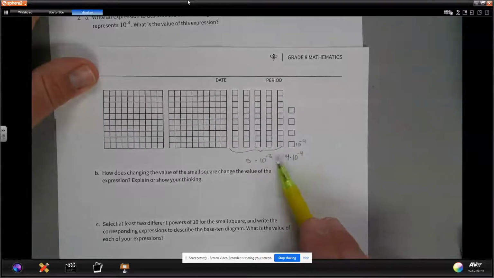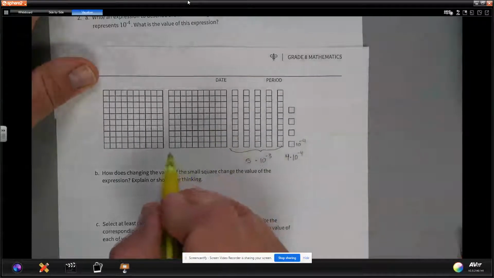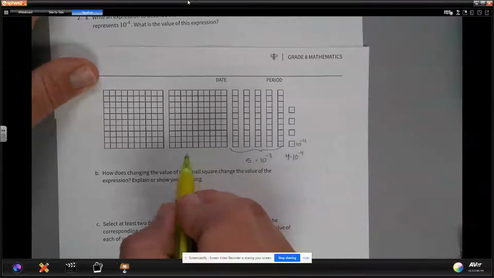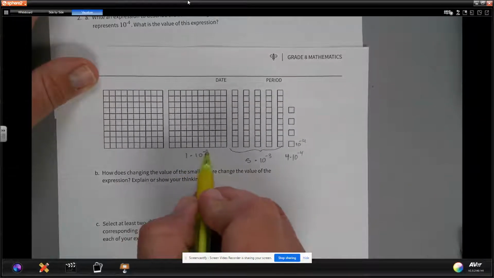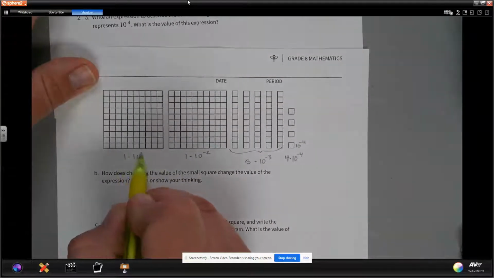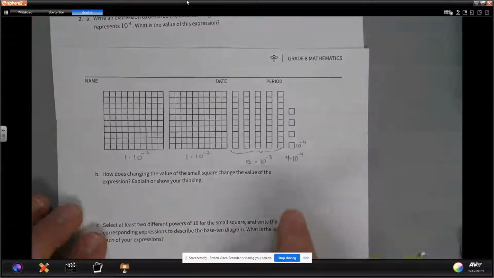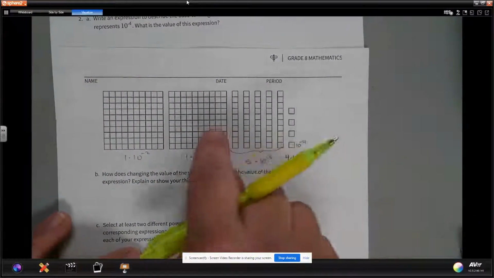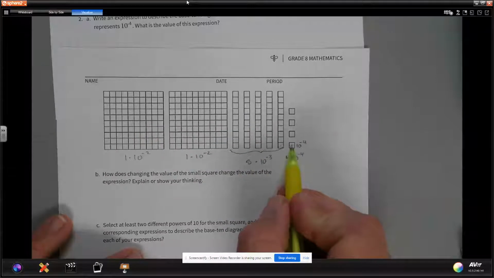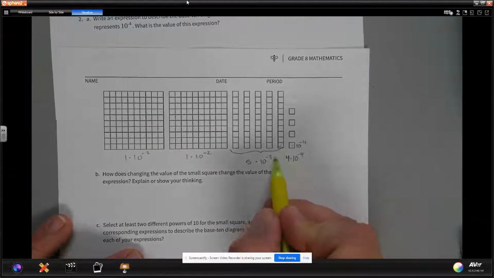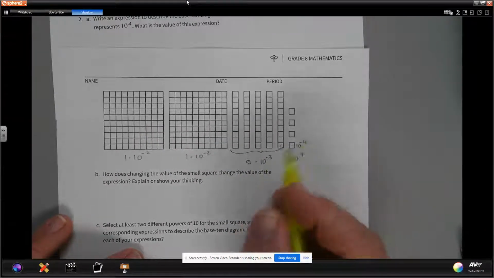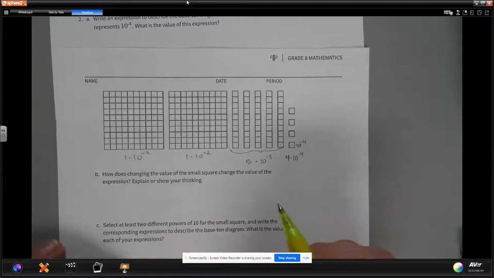So we go from 10 to the negative fourth to 10 to the negative third, which would make each of these ones right here 1 times 10 to the negative second power. We progressively go 10 times larger with each of the figures that are there. So 1 square would be 10 times larger here, 10 to the negative fourth to 10 to the negative third. 10 times larger would be 10 to the negative second.